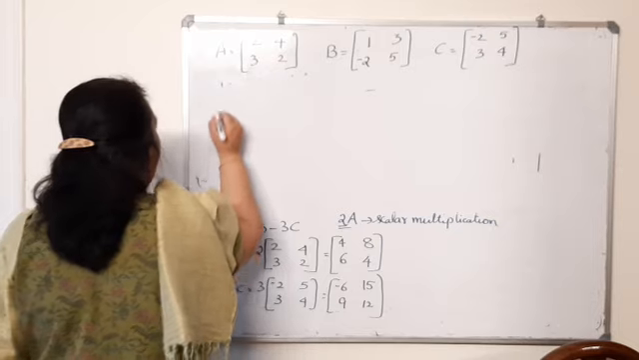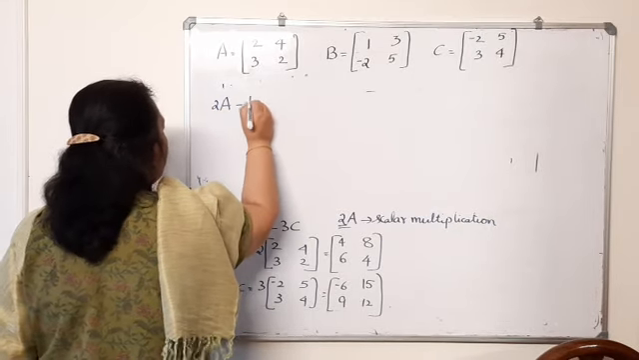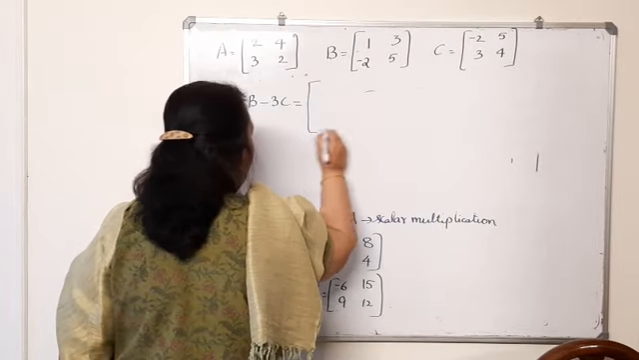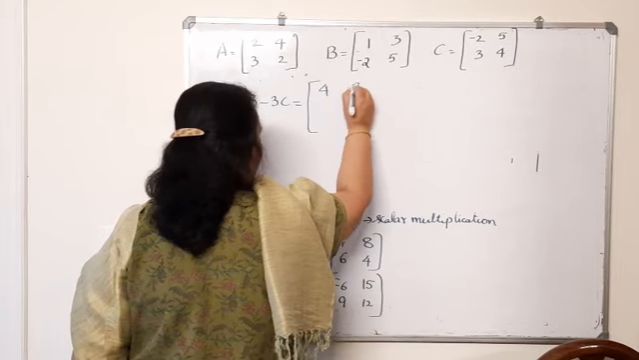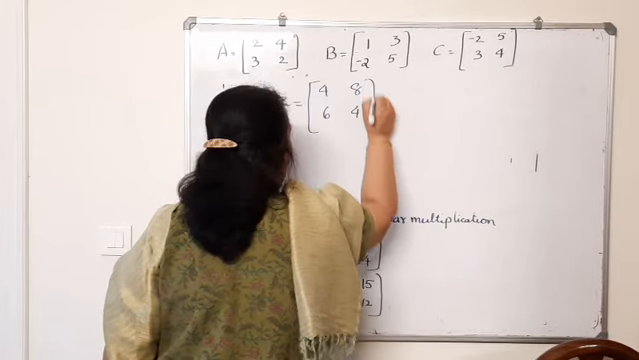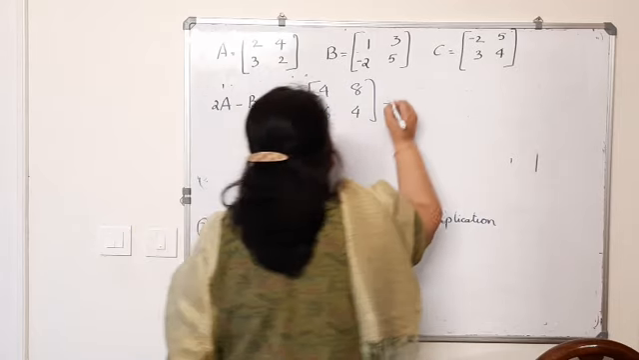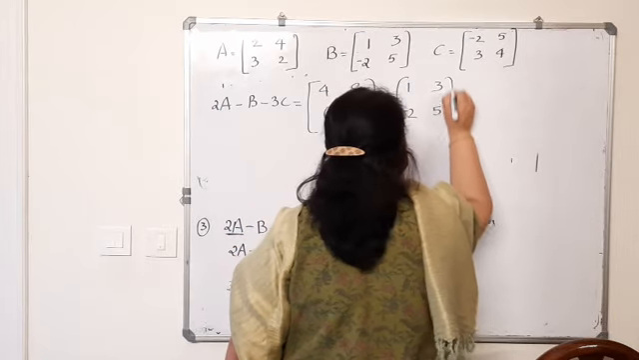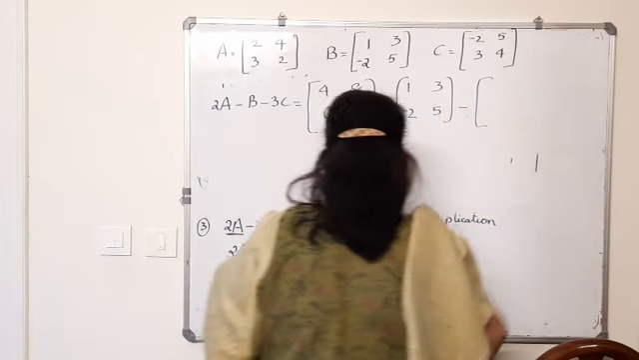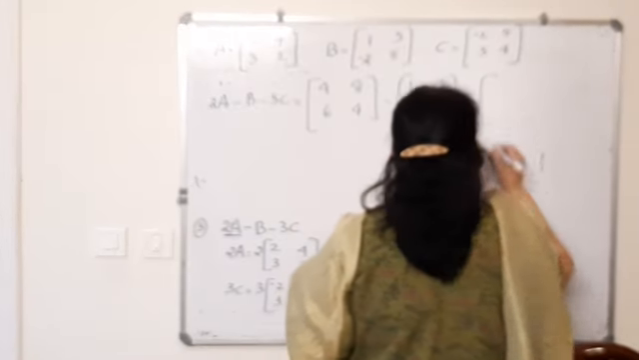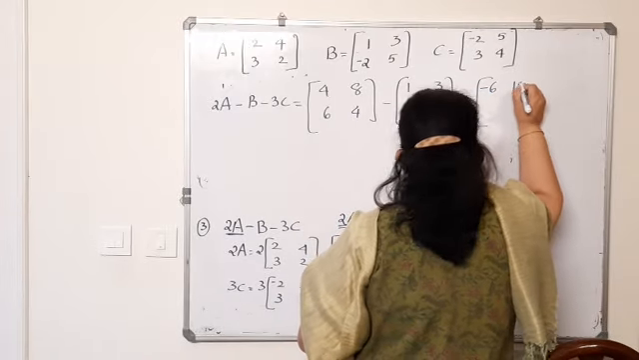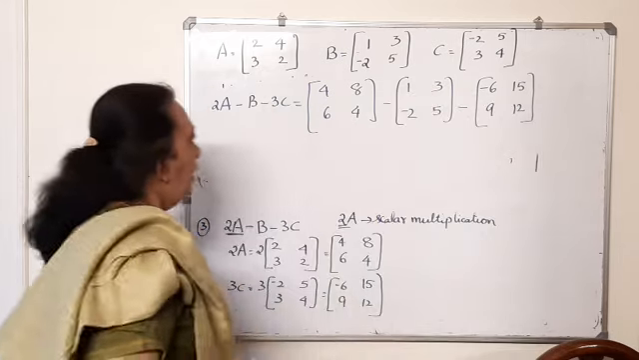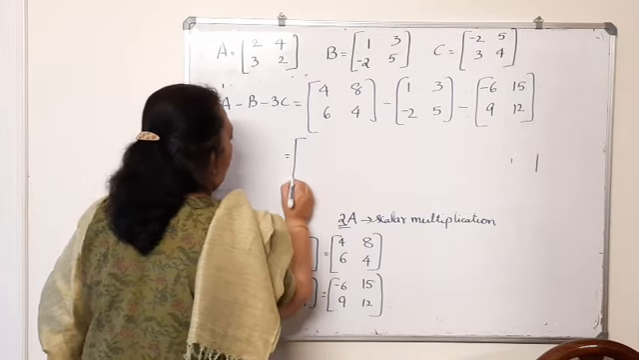You have to find 2A minus B minus 3C. That is equal to 2 times matrix 4, 8, 6, 4, minus matrix 1, 3, minus 2, 5, minus 3 times matrix minus 6, 15, 9, 12. And that is equal to a matrix.